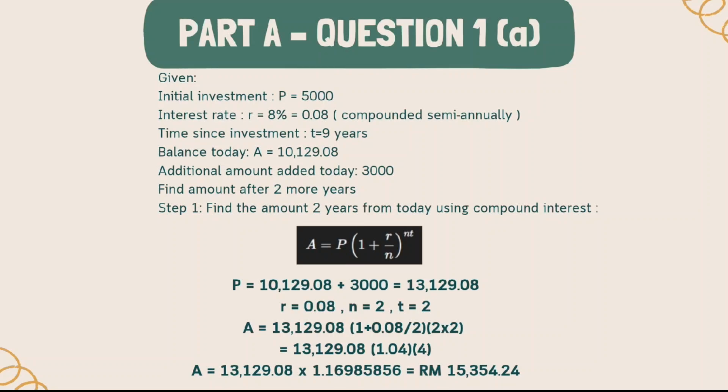So they add an additional amount today, which is 3,000, to the account, and the question is to find the amount after 2 more years. To solve this question, we just have to find the amount 2 years from today using the compound interest formula, A equals P times (1 plus r over n) to the power of nt.